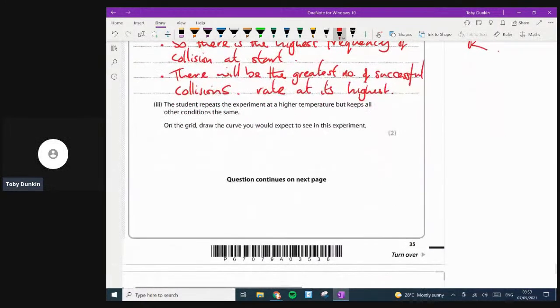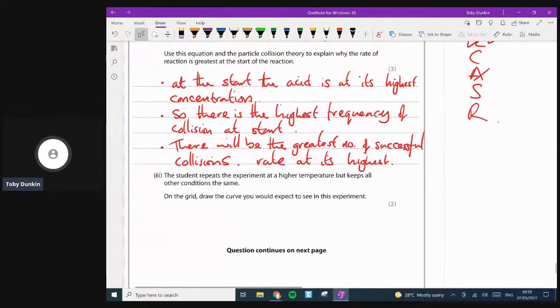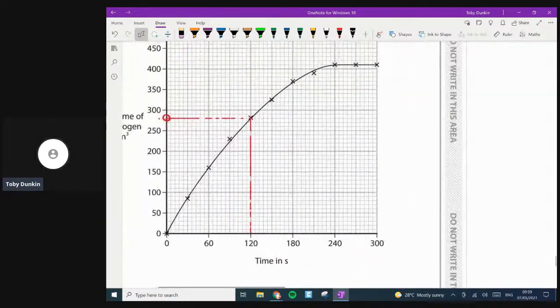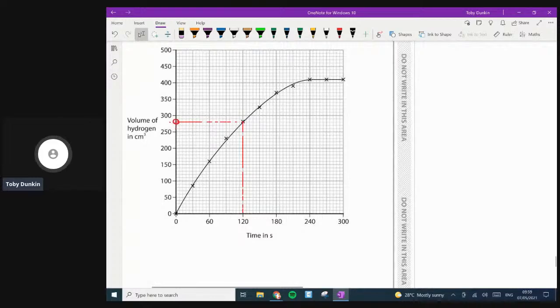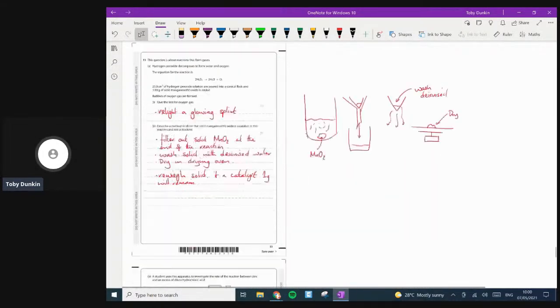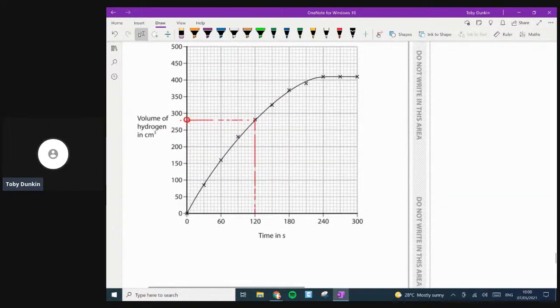Done. The student repeats the experiment at a higher temperature, but keeps all the other conditions the same. On the grid, draw the curve you would expect to see for this reaction. Okay, so we're going to do this at a higher temperature, folks. The whole rate, but because they've changed nothing else, we're still going to get the same amount out.